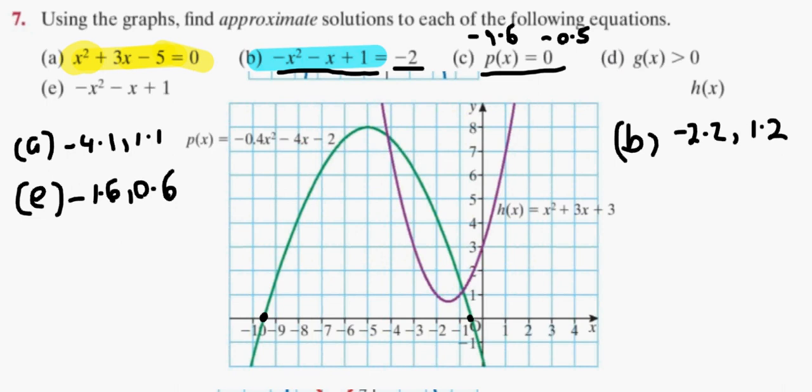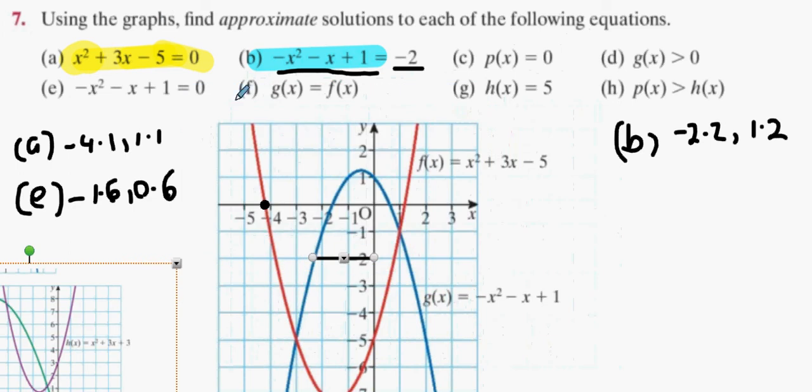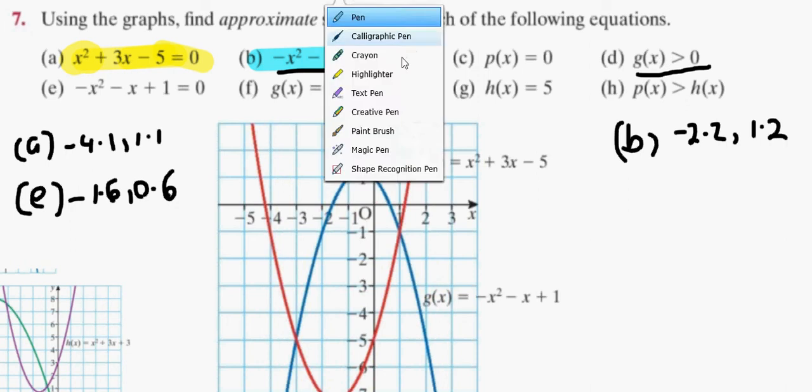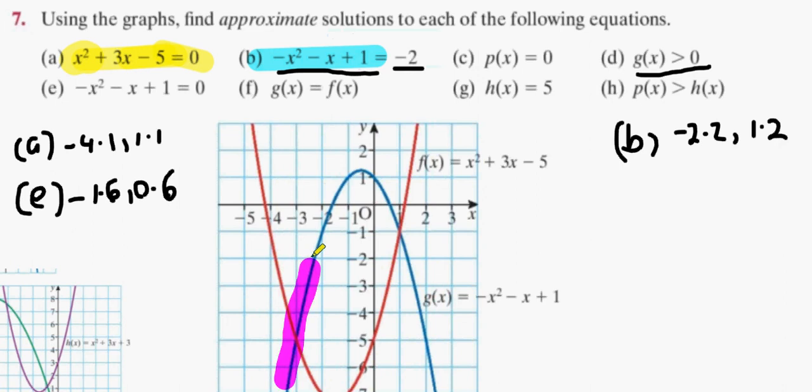Alright, got to go back to the other graph now. Where are the values of g(x) bigger than 0? When is g(x) bigger than 0? When are the g(x) values bigger than 0? Look at g(x), right? I'll just draw a highlighter on it now. Here's g(x) right here. What parts is it bigger than 0? More appropriately, what parts are the y values bigger than 0? Which part is it?